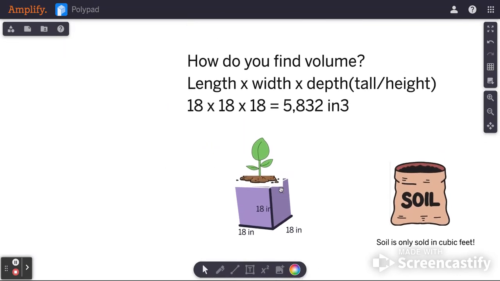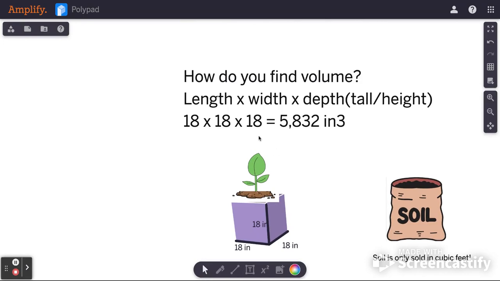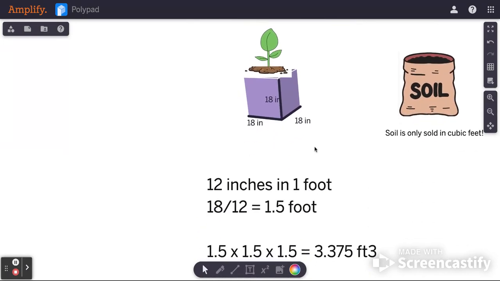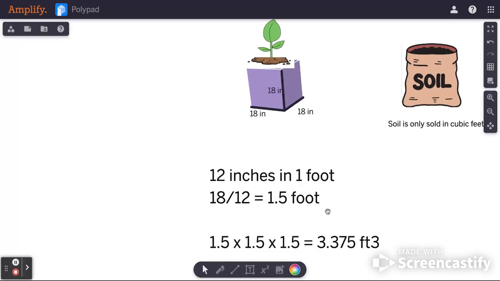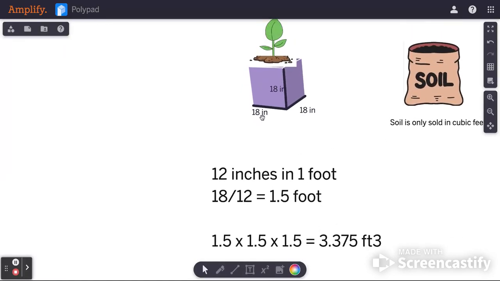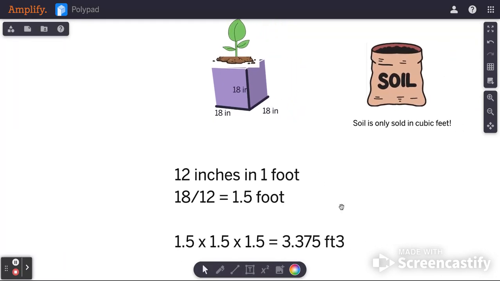And that is how we would convert our inches to feet. So I know that I have 12 inches in a foot. And so if I have my measurement here, I can divide that by 12 and get my measurement in feet, and then go ahead and do my multiplication, length times width times the height or depth, and figure out the cubic feet for that.